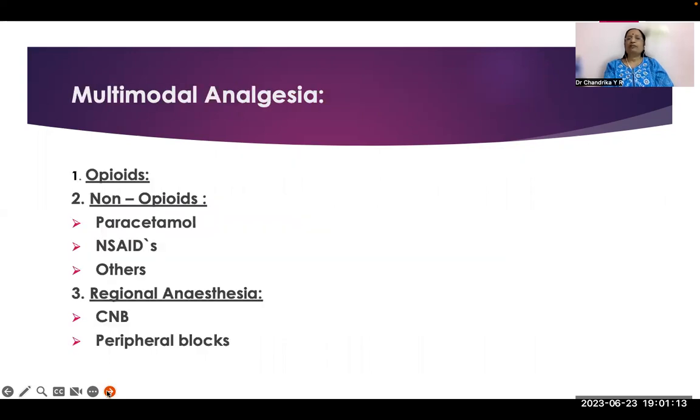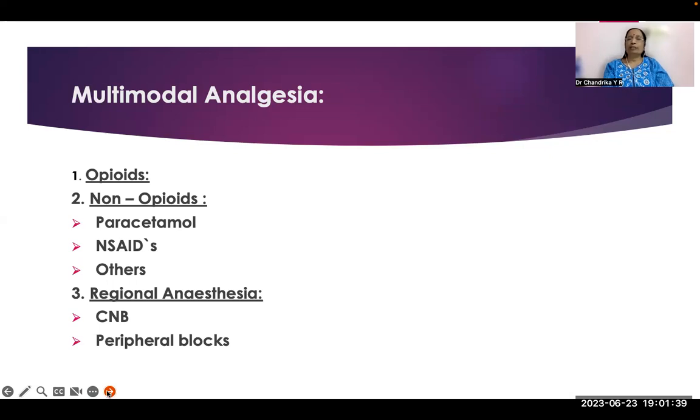Whenever we think of giving analgesia to children, we should always think about multimodal analgesia. What is the advantage of multimodal analgesia? In multimodal analgesia, we are going to combine two, three different drugs and different routes of administration so that the dose of each individual drug is reduced, thereby reducing the adverse effects of each individual drug.